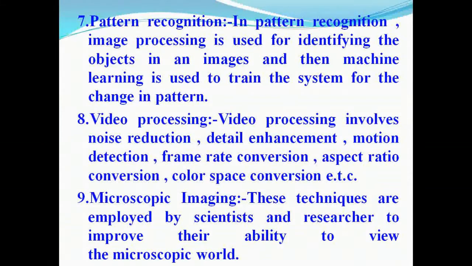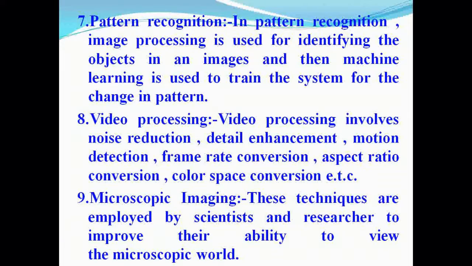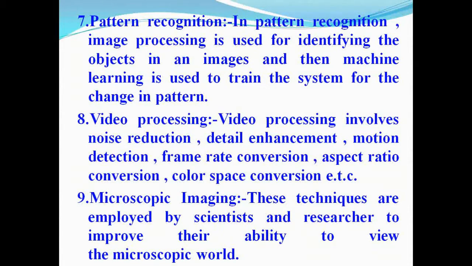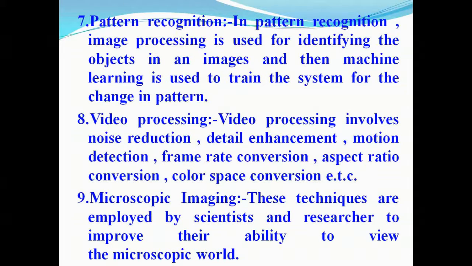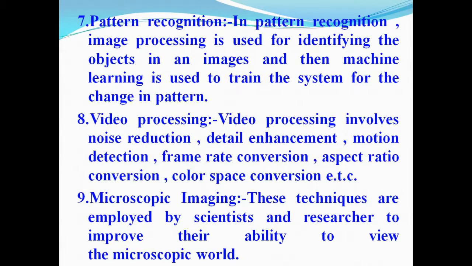Detail enhancement is if you want to enhance or add more detail to the already existing video. Motion detection is slowing down or increasing the speed, or some other process. Frame rate conversion is converting from one frame to another frame, or attaching one frame to another. Aspect ratio conversion is the ratio of conversion. Color space is increasing or decreasing colors, changing colors, or better color conversions. These kinds of things will be used in video streaming and video processing of digital image processing.